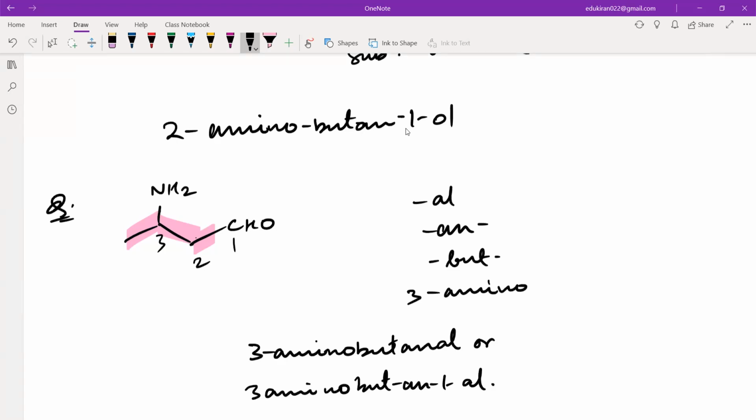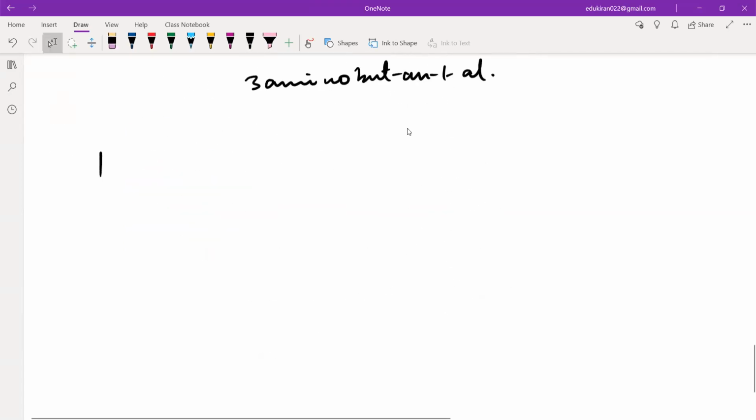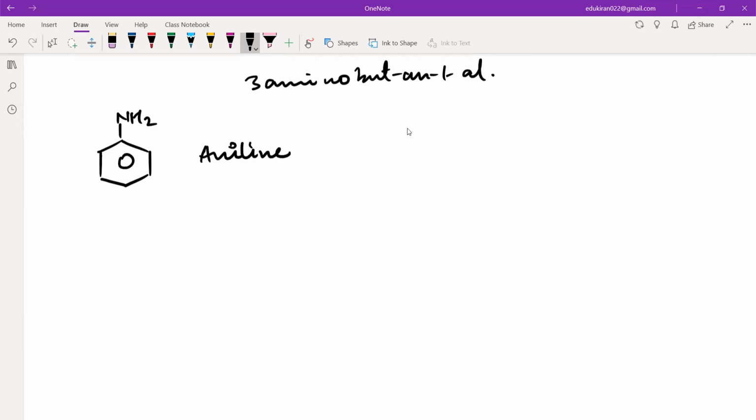चलिए, now let us look at some of the aniline ones. Okay, yes, sir. सबसे पहले तो aniline क्या होता है? This is aniline. Okay, this is aniline.